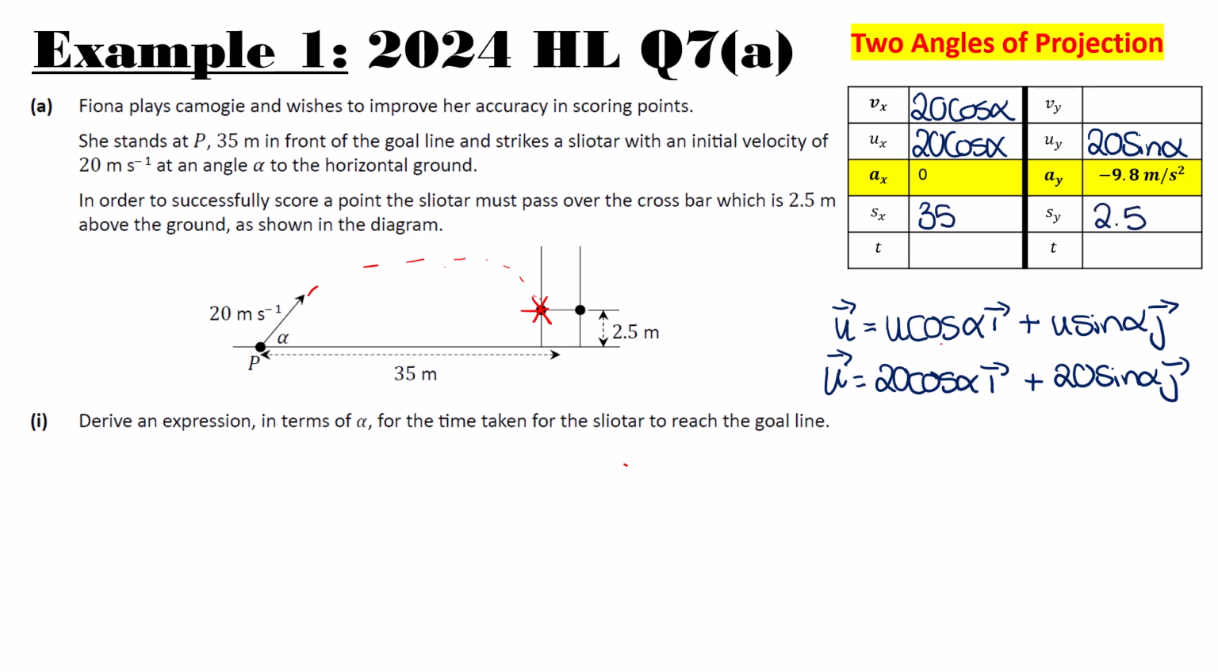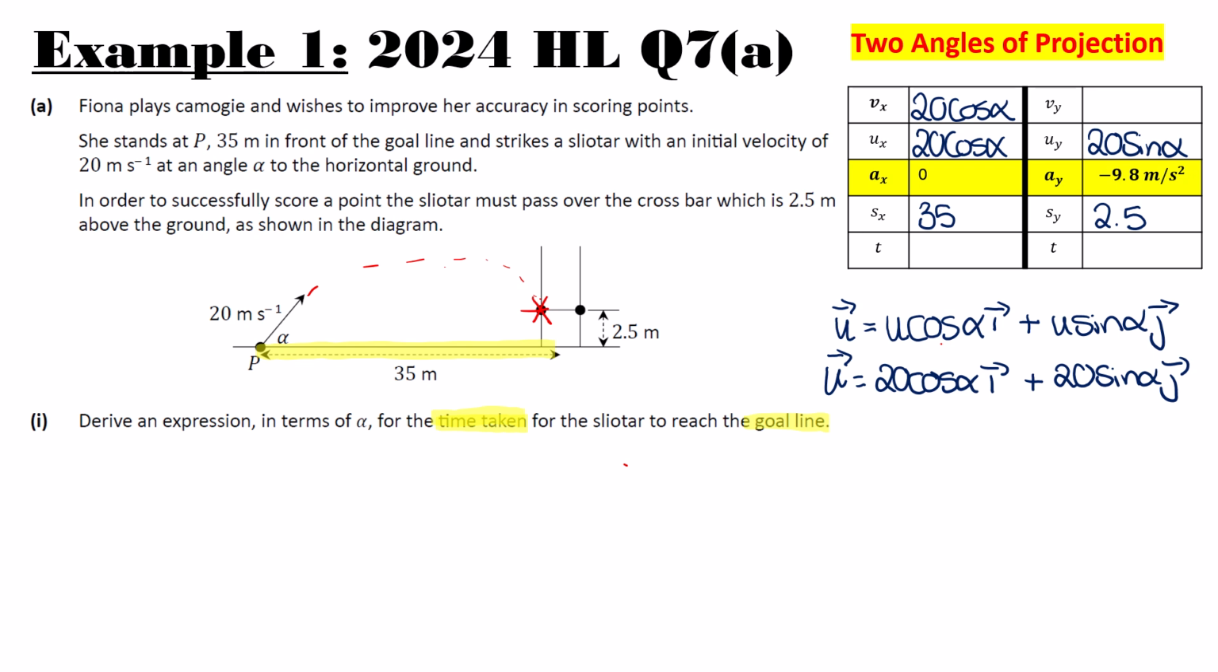And they've asked us to derive an expression in terms of alpha for the time taken for the slitter to reach the goal line. So basically what we're being asked for here is time. Don't worry about all that kind of algebraic piece. It's asking for the time taken. That's our main takeaway. And we're talking about reaching the goal line, which basically means we're talking in the x direction. So we're looking at the time using the information we have in the x direction. So deriving an expression in terms of alpha just means we're going to end up with something algebraic. We're not going to end up with a number.